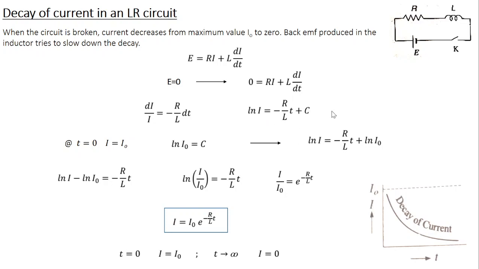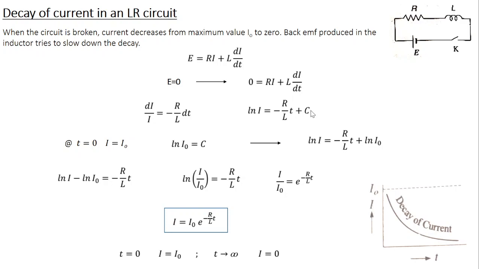Once again, you can find out the value of c using the initial condition. So you started with maximum current. At time t equal to 0, value of current is maximum. So you can put at t equal to 0, I equal to I naught. Put these values back into this equation. It becomes ln I naught equal to, this term gets cancelled because t equal to 0, and on the right hand side you have c. So value of the constant c equal to ln I naught.